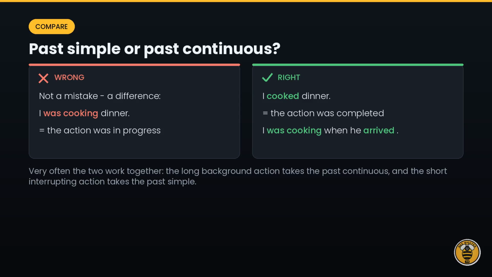This next pair is not a mistake but a difference in meaning. I cooked dinner tells us the action was completed. I was cooking dinner tells us it was in progress. Very often the two work together in one sentence. I was cooking when he arrived. The long background action takes the past continuous, and the short interrupting action takes the past simple.